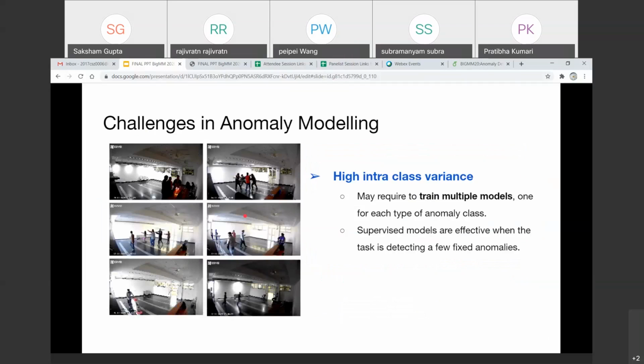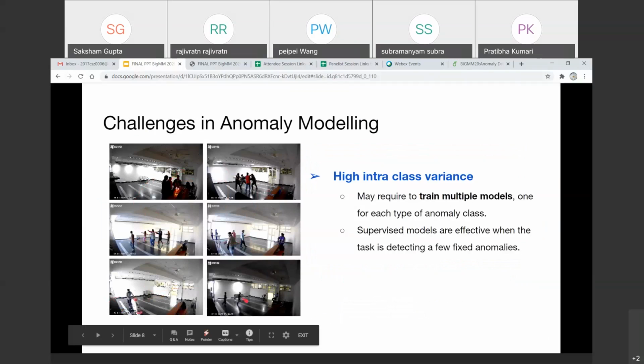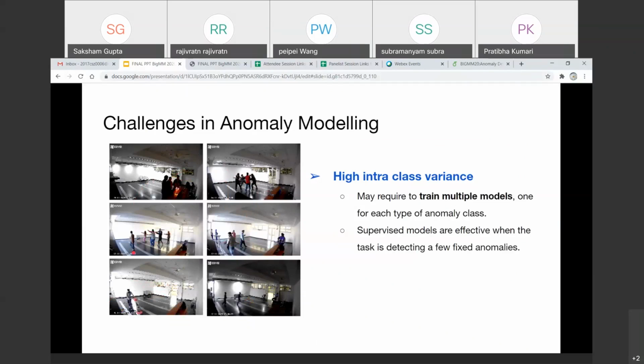There are some challenges in anomaly modeling. First is high intra-class variance. In the diagram, all the examples are showing the anomaly classes, and the data was recorded at a reception area of an educational institute. First is birthday celebration, second is fighting, and here we have aerobics, here crowd, and suspicious object and running. All these activities lie very far away from each other in the feature space. So this is the high intra-class variance within the anomaly class.